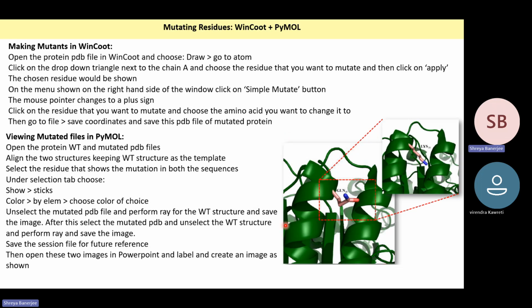This image was pasted in PowerPoint, and the mutated protein image was also pasted in PowerPoint. Then these dotted lines were drawn to explain that glutamic acid has been mutated to lysine. So altogether, three softwares were used to create this image. WinCoot was used to do the mutation. PyMol was used to get this kind of nice ribbon representation. And these dotted lines and putting the images together was done in PowerPoint. So very often in papers, you will see images like this.